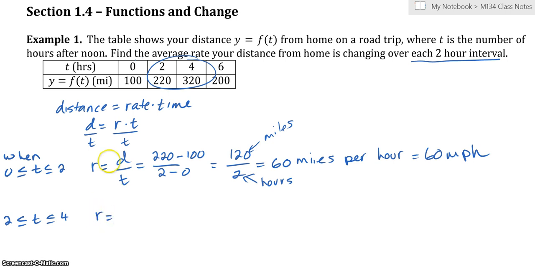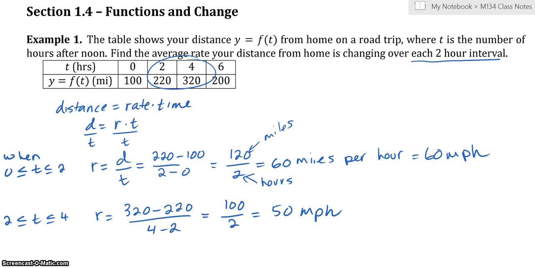So what is the rate? We're going to do the same thing. We're going to subtract 320 minus 220 over 4 minus 2. So that's going to be 100 over 2. That's going to be different. We slowed down in the second 2 hours for some reason, because now we're only going 50 miles per hour. The same thing: this is miles, that's an hour, so it's miles per hour. We're slowing down. The rate is not constant.